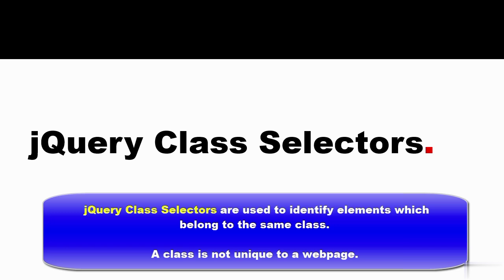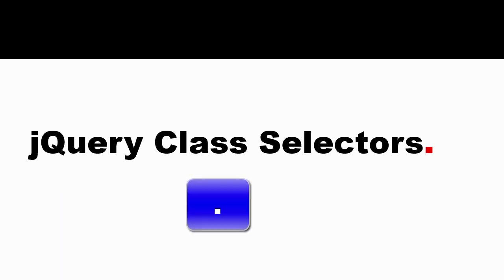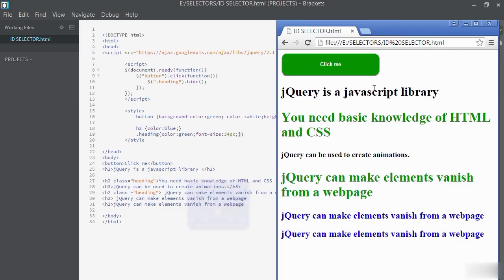The class is identified by the period, or the dot sign or symbol. I have my sample web page on the right and the piece of code on the left. I have created a heading class for an H2 element. I've got several H2 elements on the page: 1, 2, 3, 4. So I've got 4 H2 elements.